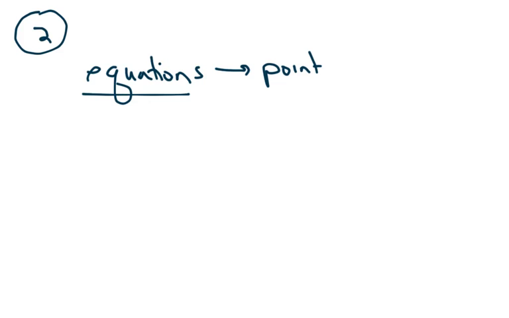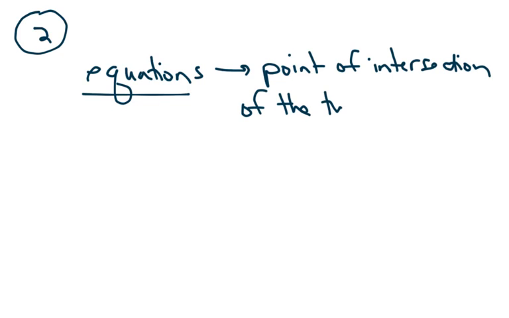Problem number 2 says, when solving a system of equations or inequalities, what is a solution? Well, for a system of equations, the solution is going to be the point of intersection of the 2 lines. It's going to be an ordered pair where the 2 lines intersect each other.